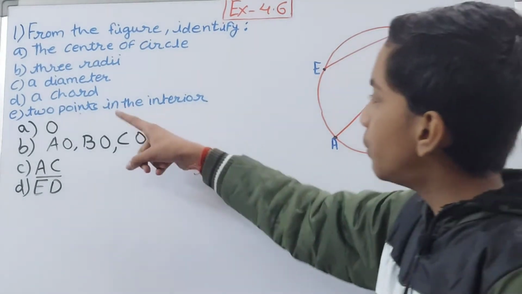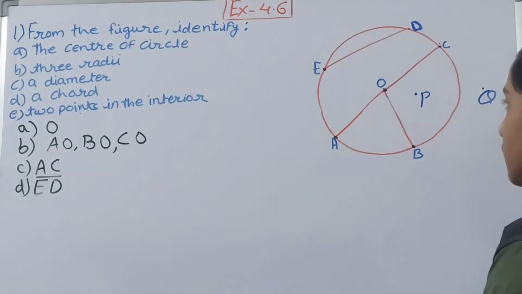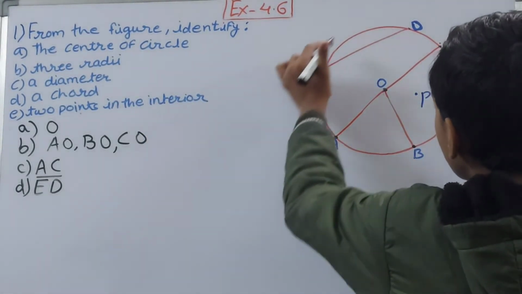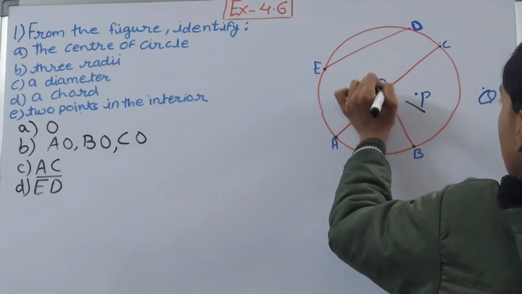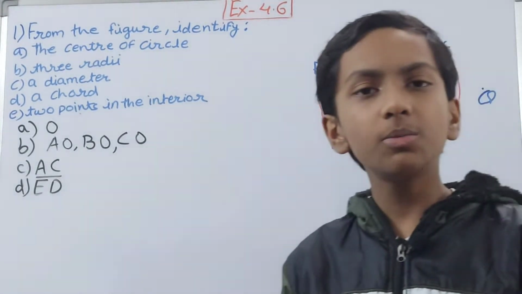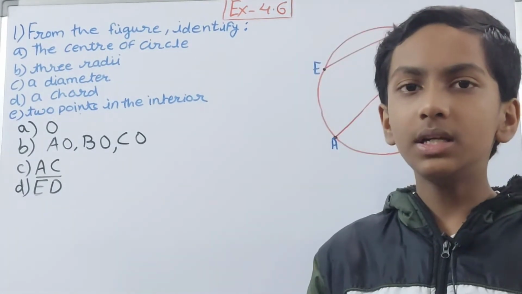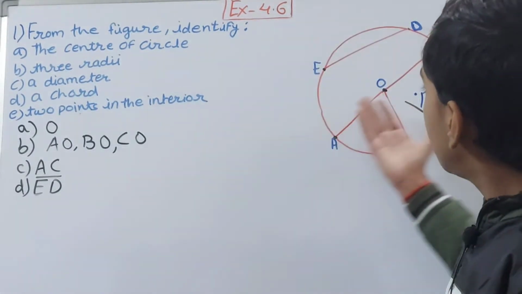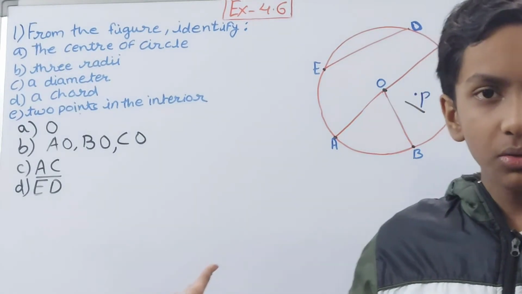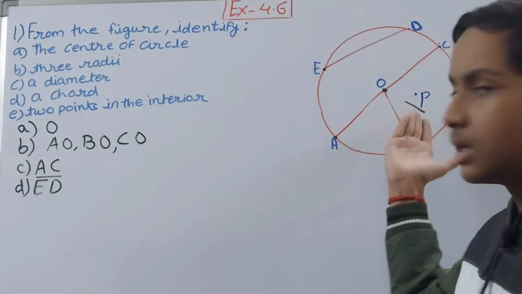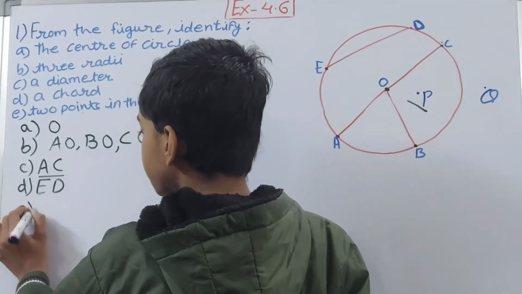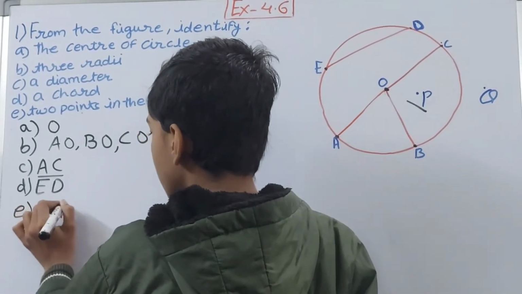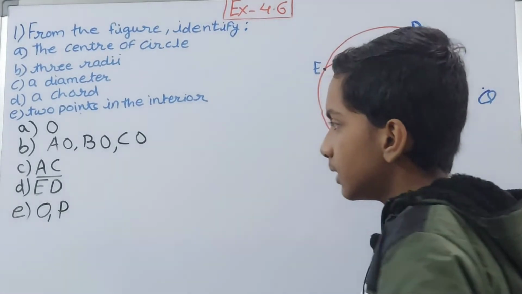Then we have 2 points in the interior. Again, very easy. Interior is the area enclosed by your circle, so you can see point P here and point O here. I have told you point O will also be considered a point in the interior, because it is coming in the interior of your circle. And point P is clearly in the interior. So the 2 points we get here are O, comma, P.